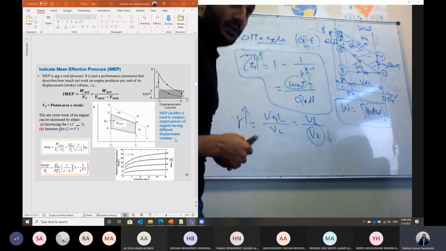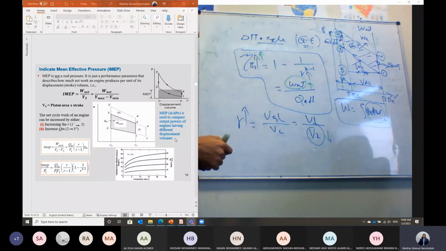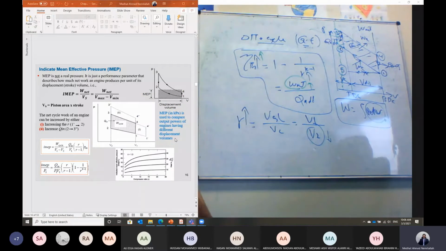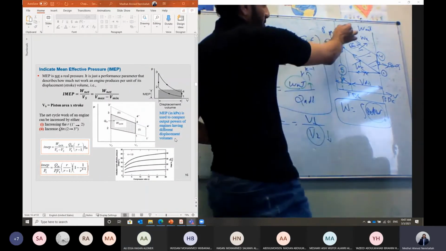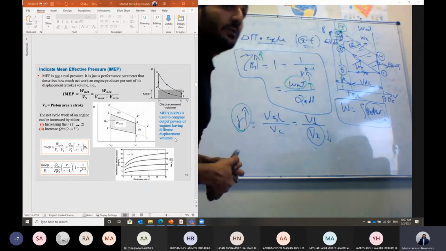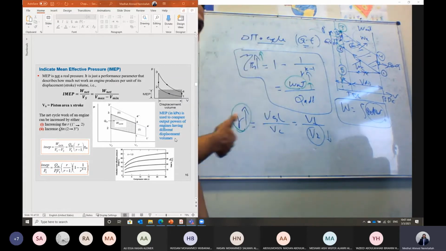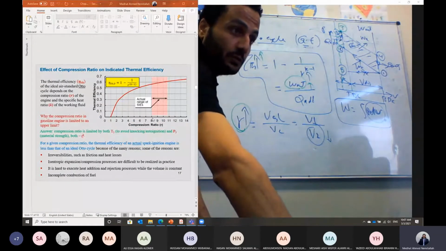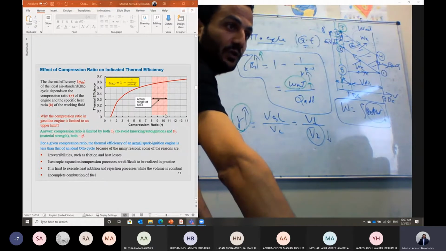However, if we increase the compression ratio in a gasoline engine above a given limit, what will be the problem in this case? Engine knock. As we increase the compression ratio, the pressure and the maximum temperature, which is at point 3, will be increased, and there is a high possibility that we will have self-ignition inside the cylinder. That's why in a gasoline engine the compression ratio is almost limited between 8 and 10.5.